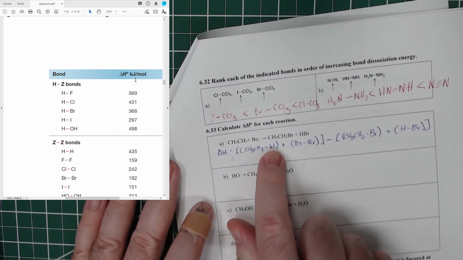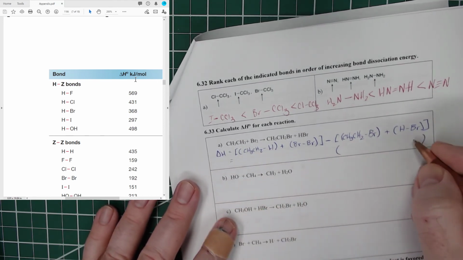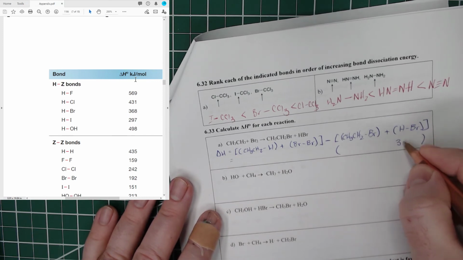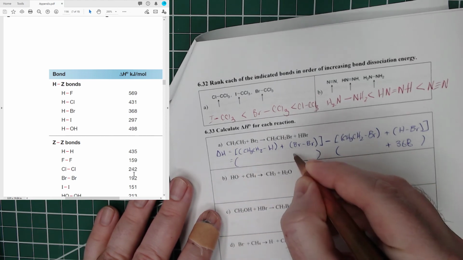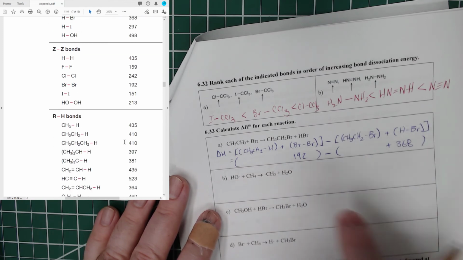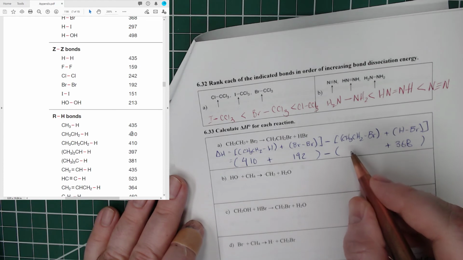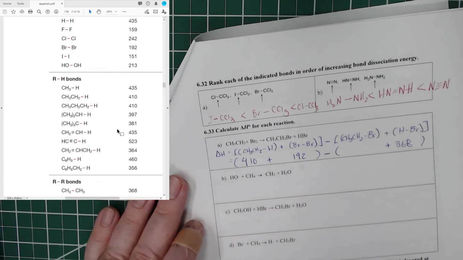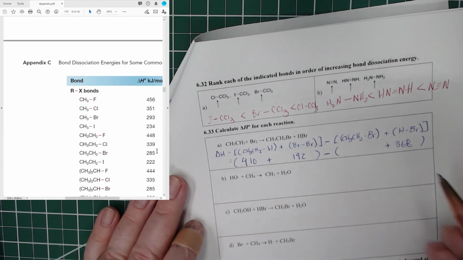So when we're calculating that, we'll look for, let's go ahead. We got the HBr right there, so I'll go ahead and put that one in. That one is, what is that, 368. And then our bromine is right there at 192. So 192 is there. And then let's scroll down and we'll find the ethyl hydrogen, which is this one, at 410. And then here we've got the CH3CH2-Br. And it's right there, and it's at 285.